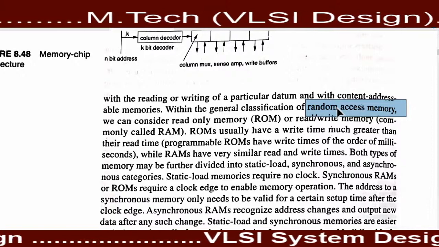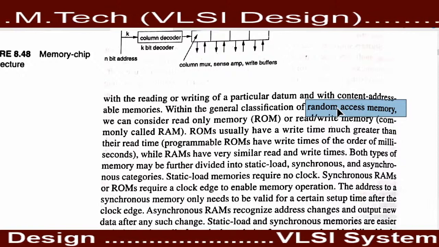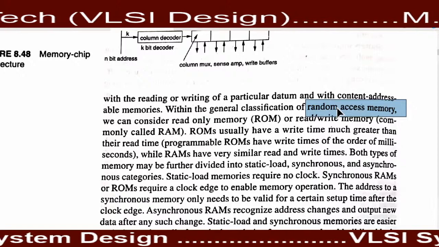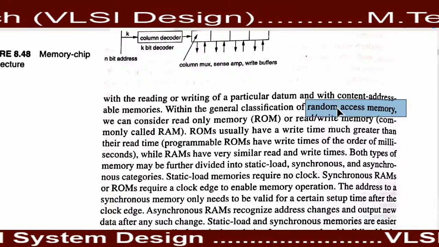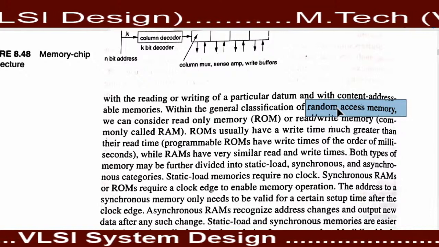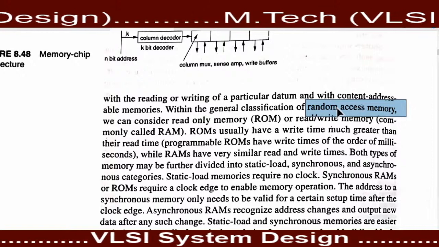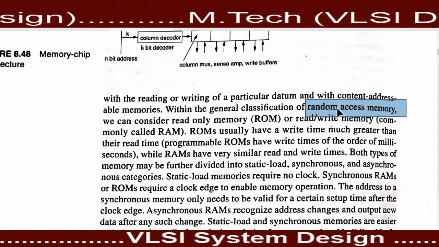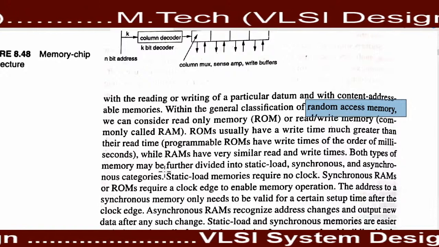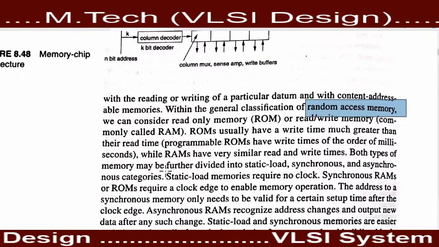SRAM is known as static random access memory and DRAM is known as dynamic random access memory. In static random access memory, we use flip-flops and various sequential circuits for implementation of memory. But in dynamic random access memory, we only need a transistor along with a capacitor to store the data. So these are the basic types of random access memory. One is static and another one is dynamic.